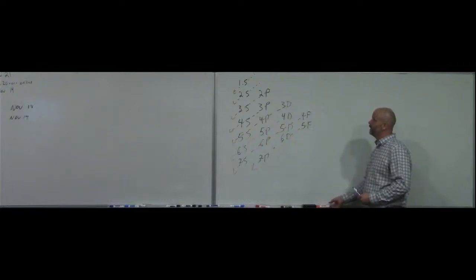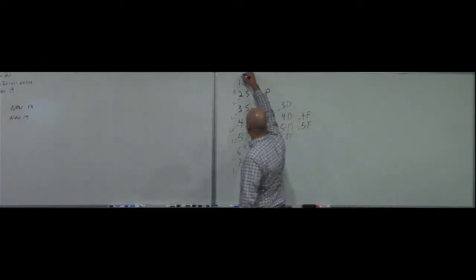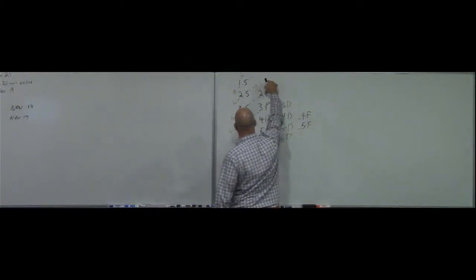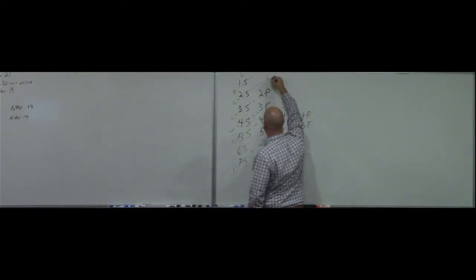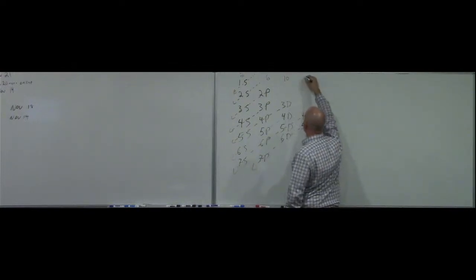Now, how many electrons fit in the s orbitals? 2. And in the p orbitals? 6. And in the d orbitals? 10. And in the f orbitals? 14. Good.